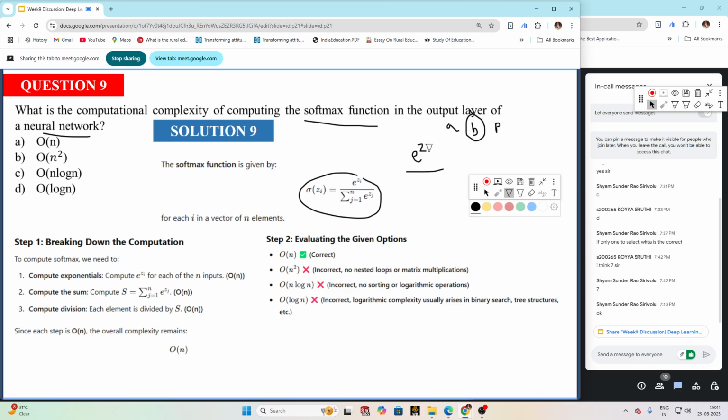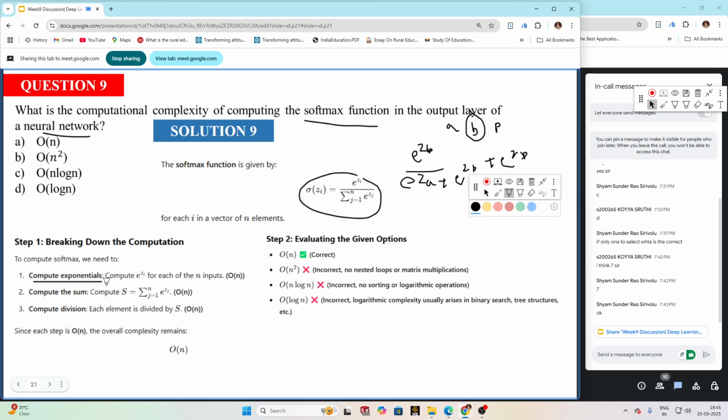You take e to the power z for the banana class divided by e to the power z for the apple class, plus e to the power z for banana, plus e to the power z for the pineapple class. Okay, that is how you find the softmax probability, or softmax function, of this classification problem. Okay, so we compute this in three steps.